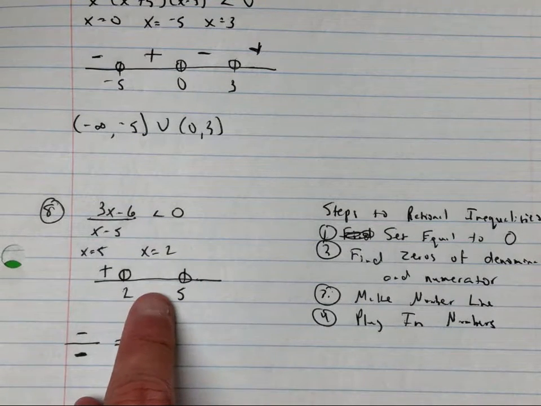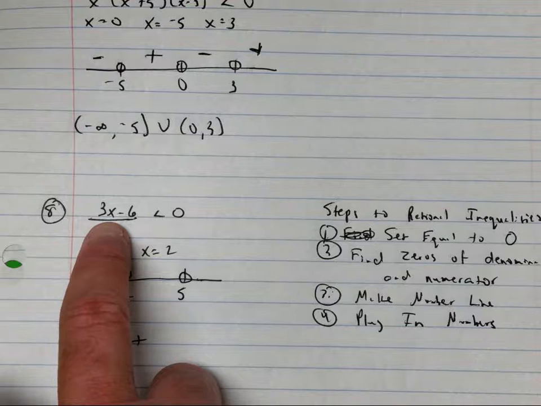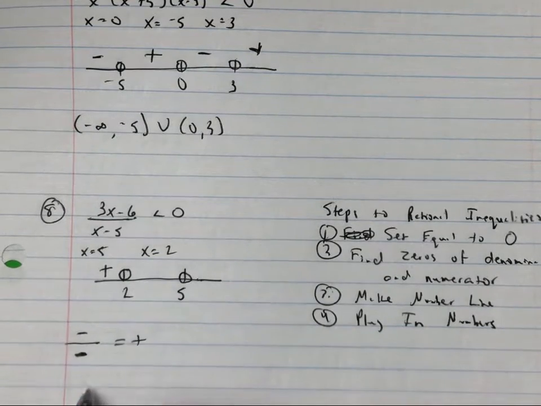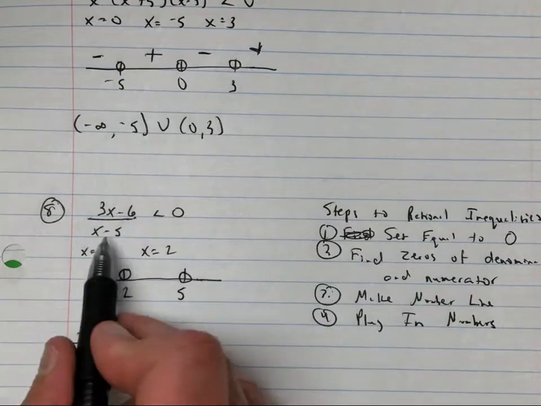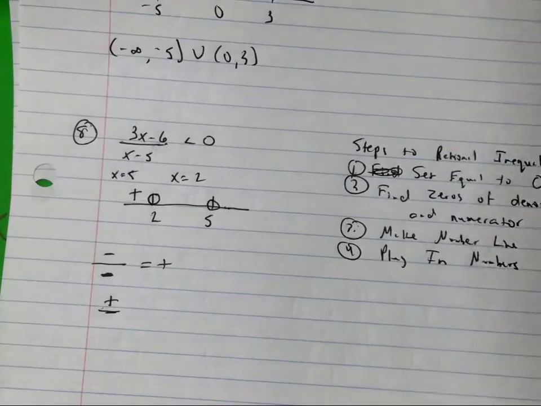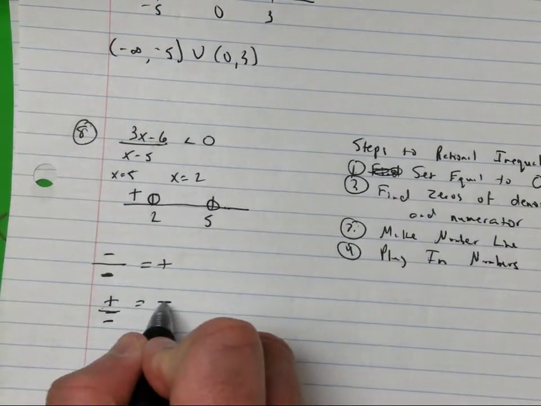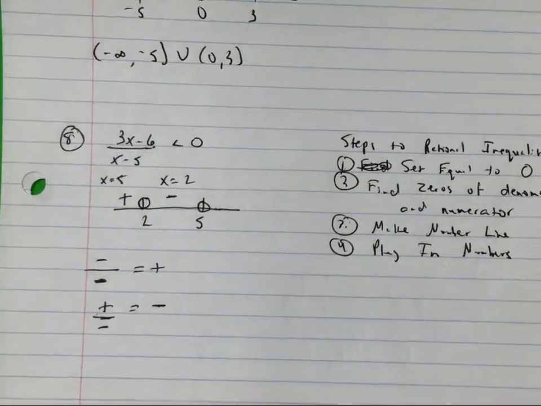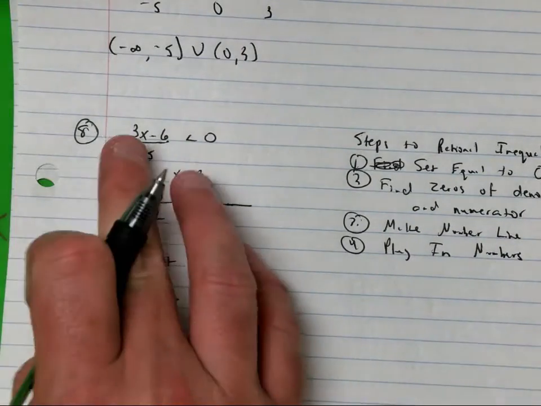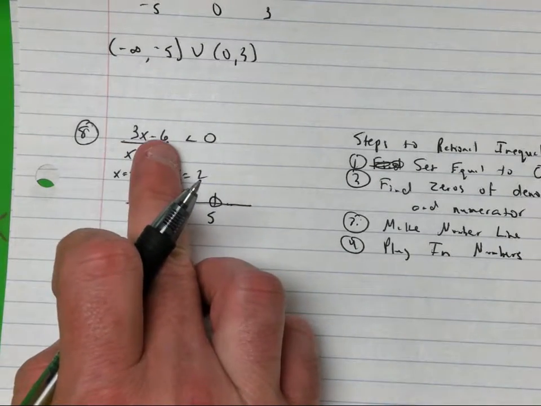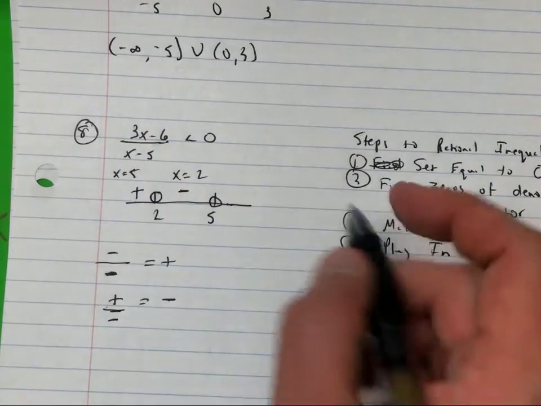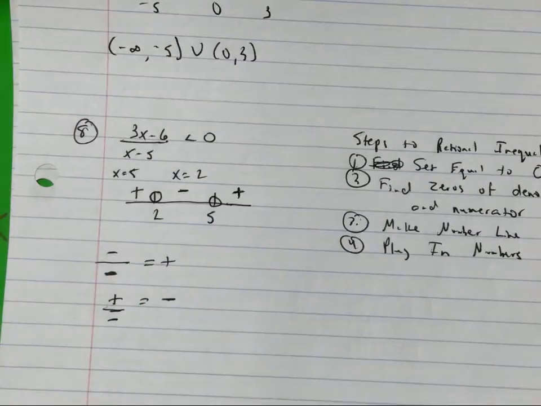Now, I'm going to plug in 3. 3 times 3 is 9. 9 minus 6 gives me a positive number. I plug in here. 3 minus 5 gives me a negative. So a positive divided by negative is a negative value. I plug in 10, because it's over here somewhere. 3 times 10, that gives me a positive, and a positive divided by positive is a positive.